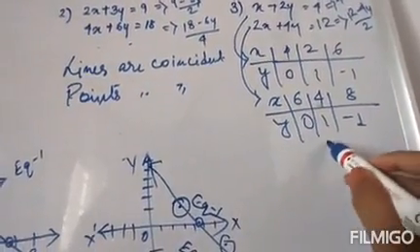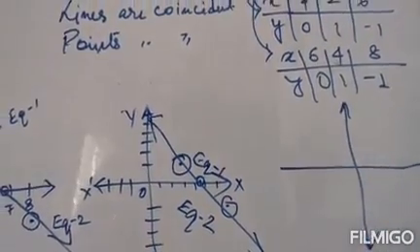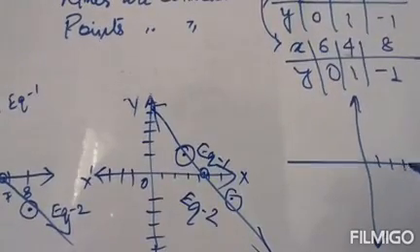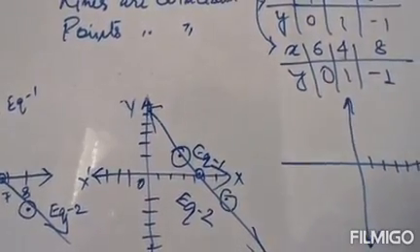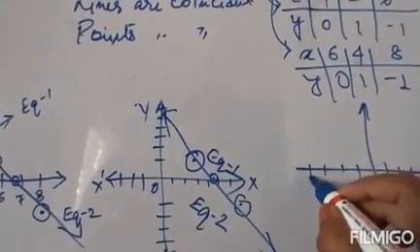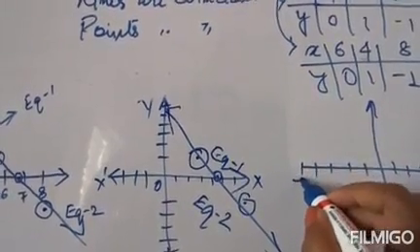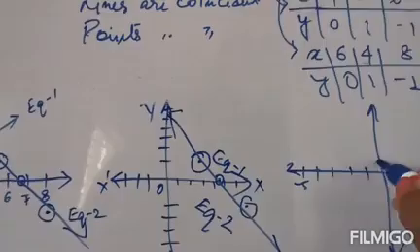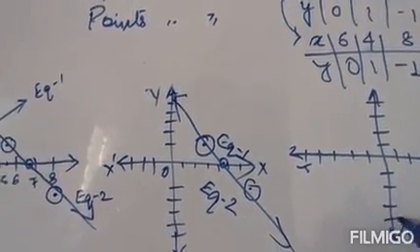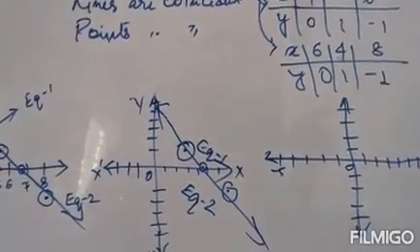Correct? So again, let us plot. So it will be 1, 2, 3, 4, 5, 6, 7, 8, and on this side minus 1, minus 2, minus 3, minus 4, minus 5, and so on. 1, 2, 3, 4. 1, 2, 3, 4. Somewhere here. Okay, and this is the midpoint.